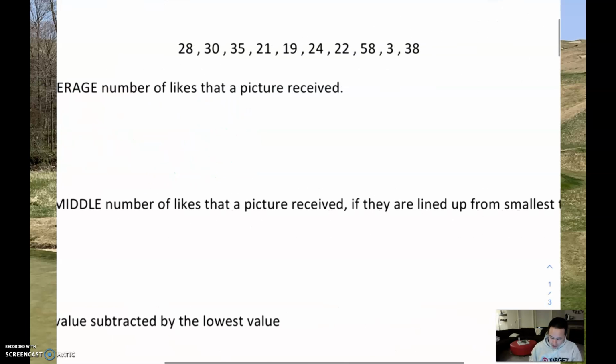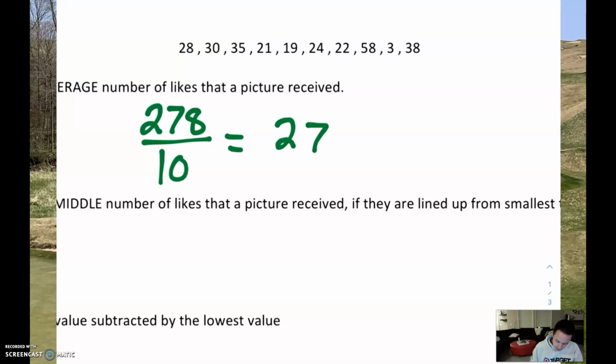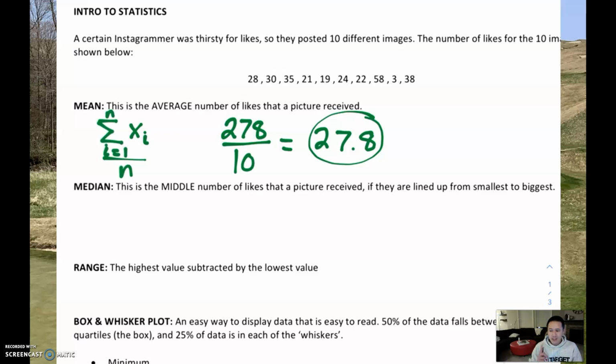So we're going to add all of these up, 28, 30, 35, and so on, and that's going to be hopefully 278. Don't check my math on that. But let's say it adds up to 278. To find the average, we have to divide it by the number of terms there were. And in this case, that is 10. So the average would be 27.8. So the average number of likes is 27.8. That's more likes than I'd probably ever get.